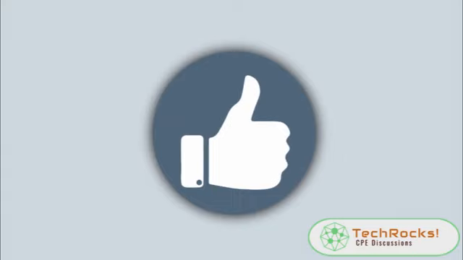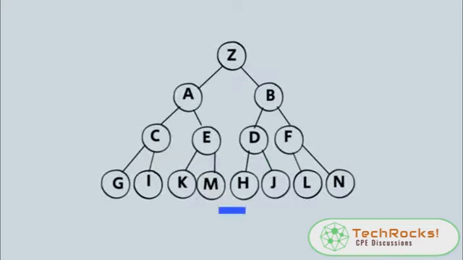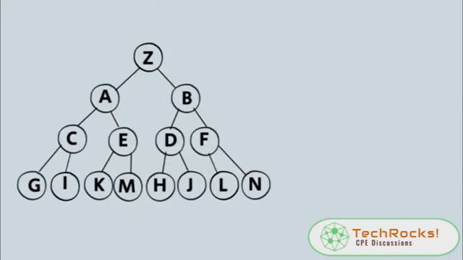Alright, now let's move on and go back to the types of binary tree. And the last type will be the perfect binary tree. A binary tree is a perfect binary tree in which all internal nodes have 2 children and all leaves are at the same level. As you can see, all nodes are completely filled and in the same level. We have the formula 2 to the power of I, where we can find the maximum nodes in each level.